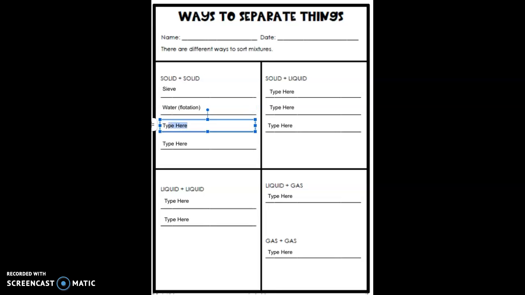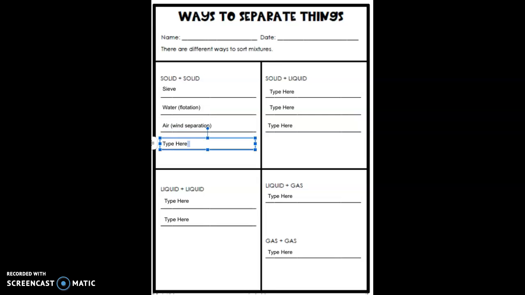The next solid and solid separation is air. For air, this is going to be using wind separation. For wind separation, it would be like if I had feathers and rocks mixed together. I could blow air onto the mixture and the feathers would blow away and my rocks would still stay.